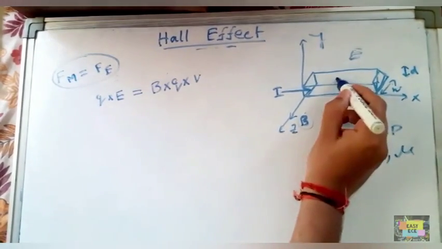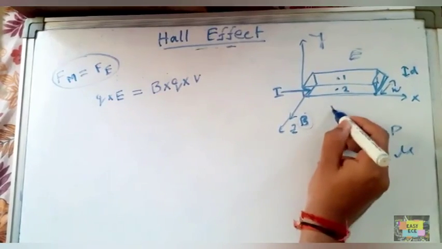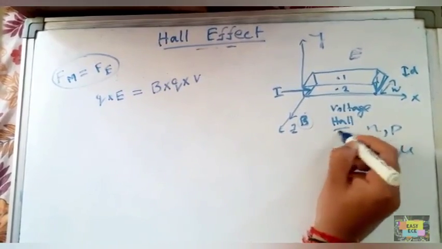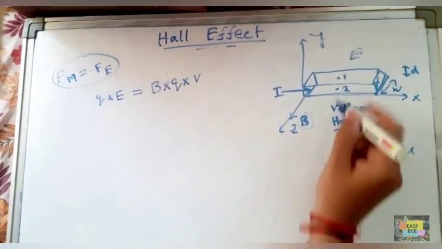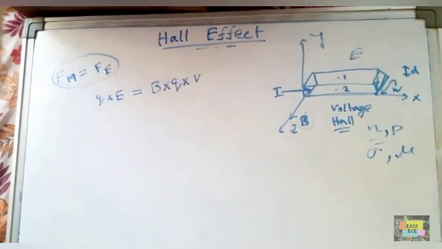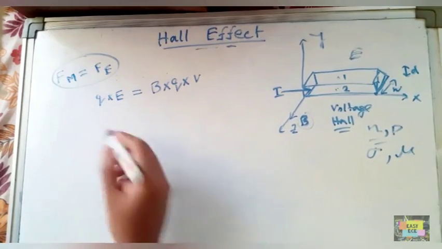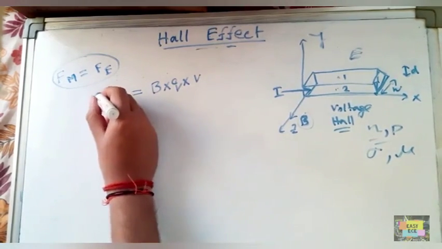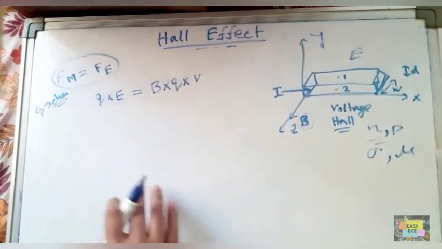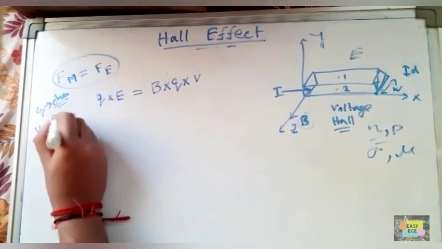Now, between surfaces 1 and 2, if this surface induces some voltage, this voltage is known as the Hall voltage. So what is the Hall voltage? The Hall voltage is induced across the surface of the semiconductor or metal. That's why we get the Hall voltage. From this equation the derivation of the Hall effect comes, where Q is the charge of the carrier, and V is the drift speed.